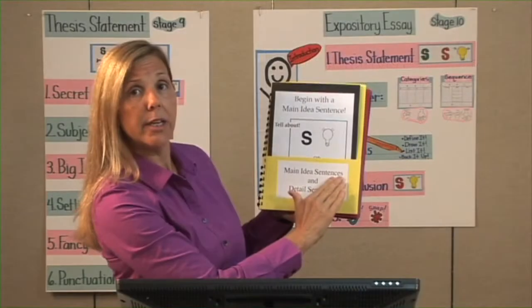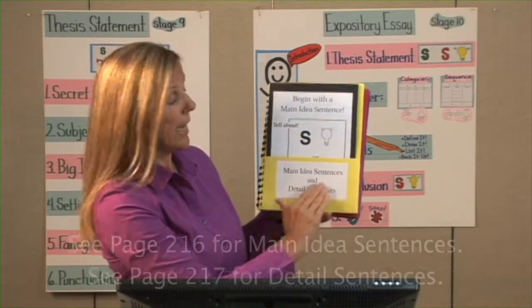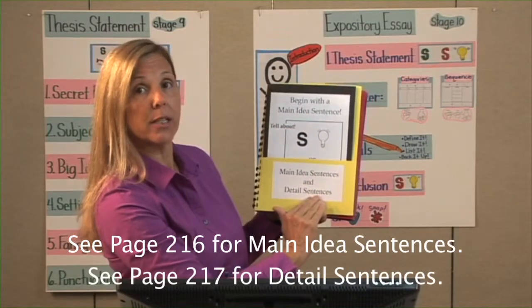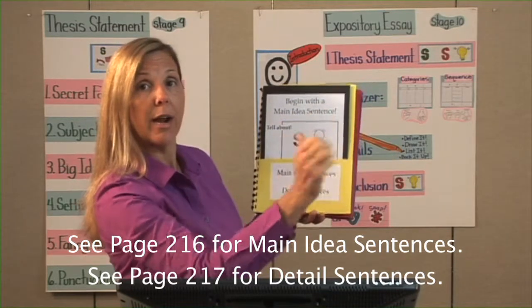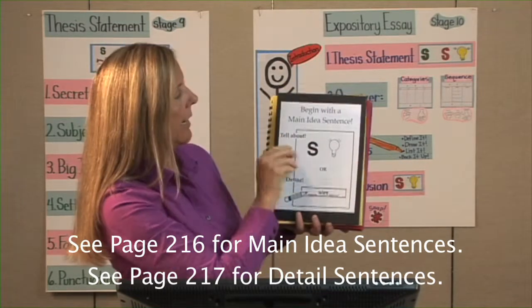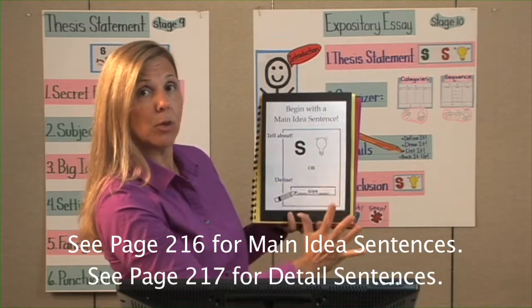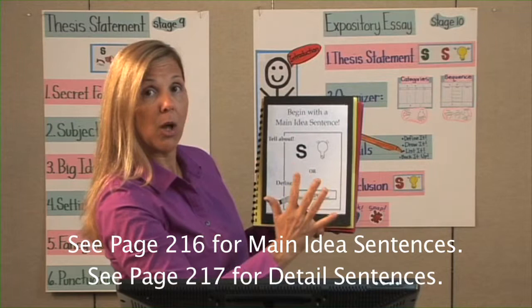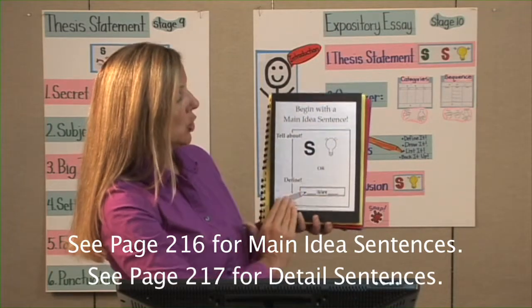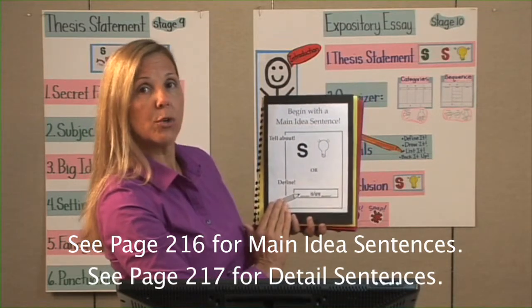Our next pocket is to write your main idea sentences and the supporting detail sentences for each one of your paragraphs in the body of your essay. I have tools that help us begin our main idea sentences. So when we're starting each one of our paragraphs in the body of our essay, I have 2 different ways that we can start those sentences.